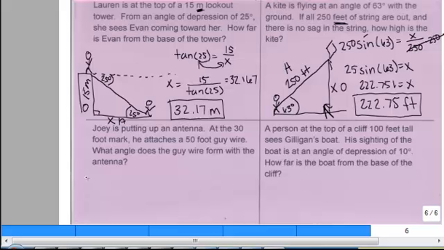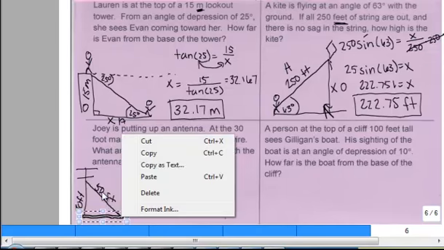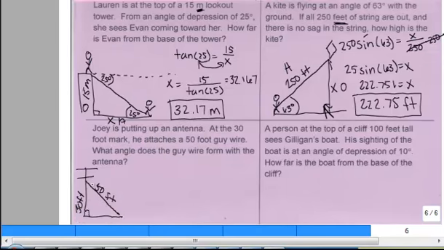Joey is putting up an antenna at the 30-foot mark. He attaches a 50-foot guy wire. So those are the wires that help hold up antennas or trees. At what angle does the guy wire form with the antenna? So guy wire, antenna, this angle. We don't know what that is.